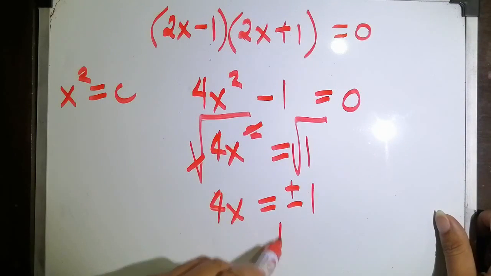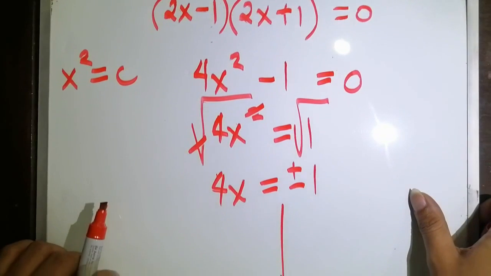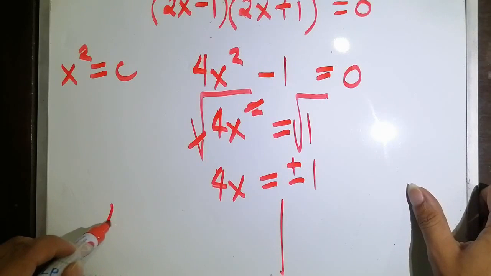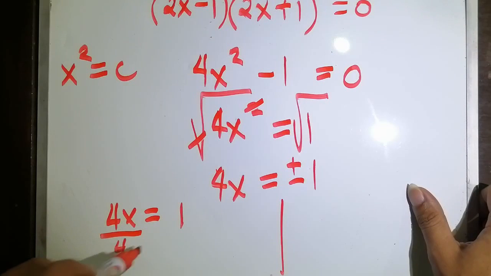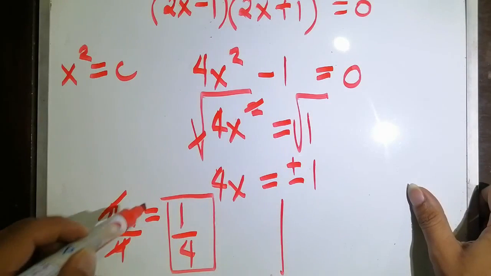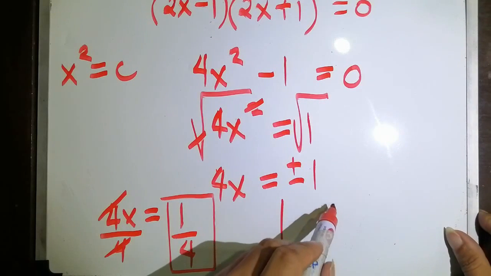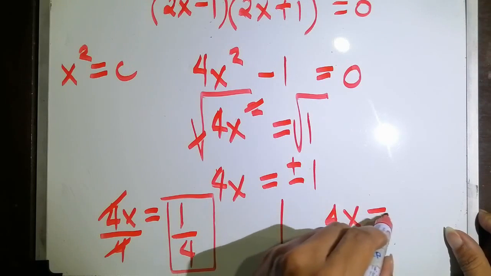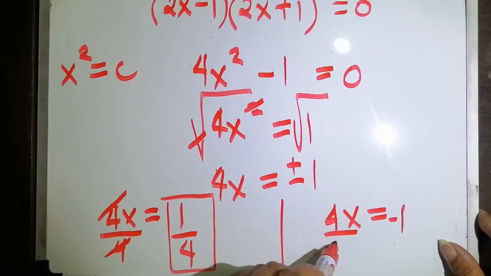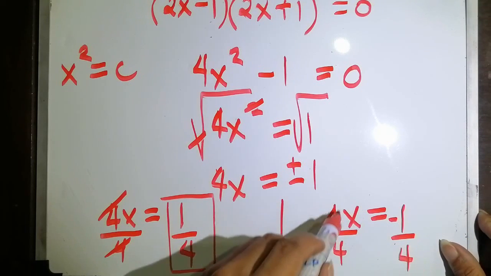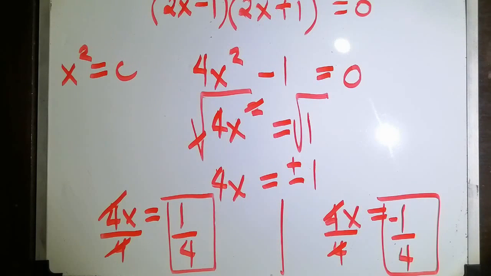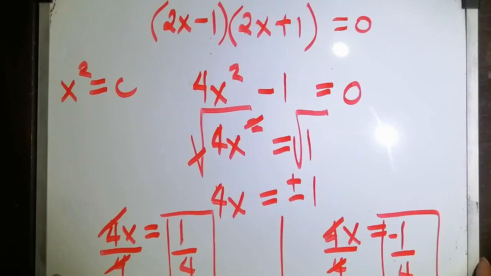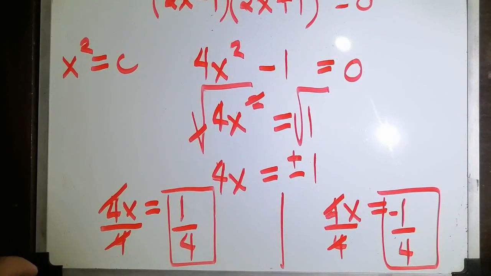So, two solutions pa rin meron tayo. We have 4x equals 1. Divide natin by 4. So, x is 1/4. Another one, 4x equals negative 1. Divide 4. Cancel. X is negative 1/4. So, yan yung ating solution.